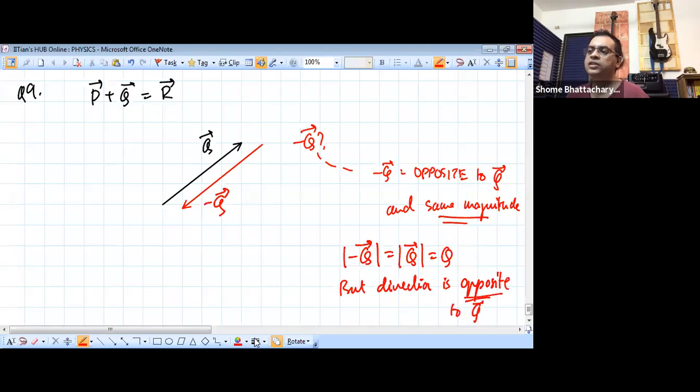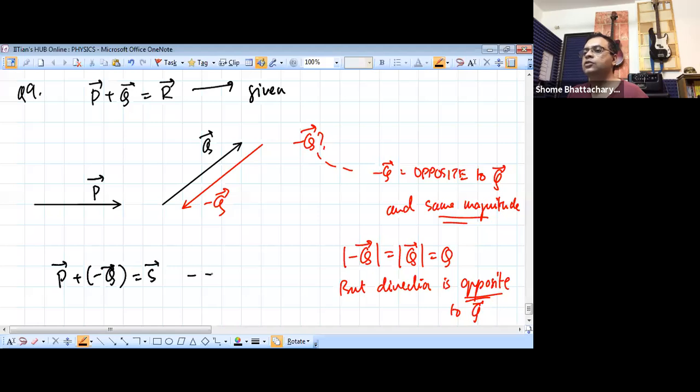Okay. Now in all of this, suppose the vector P is this one. What else is given is that if you add the vector minus Q with the vector Q, with the vector P, then we get the vector S. So this is also given. And now we have to prove that R square plus S square is equal to 2 times P square plus Q square. This we have to do the proof of.